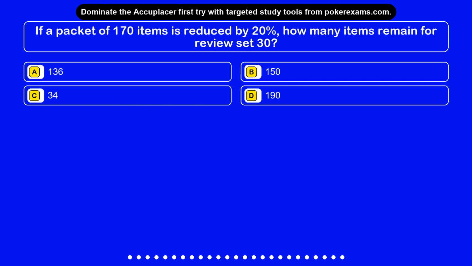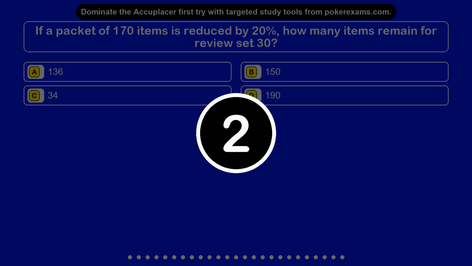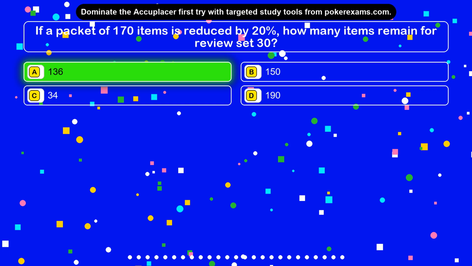Question 4. If a packet of 170 items is reduced by 20%, how many items remain for review set 30? Option A, 136. Option B, 150. Option C, 34. Option D, 190. The correct answer is option A, 136.